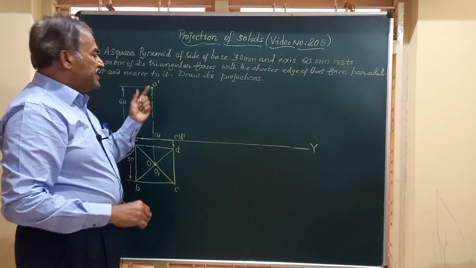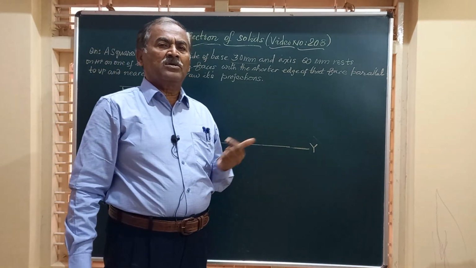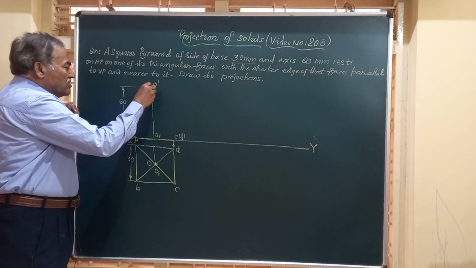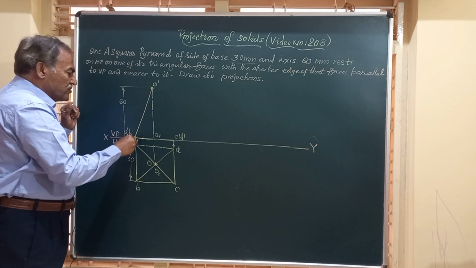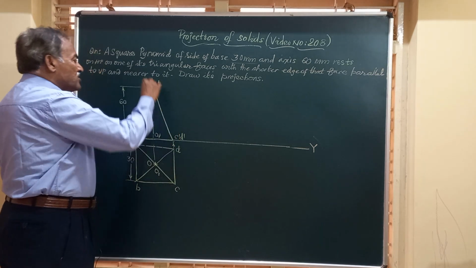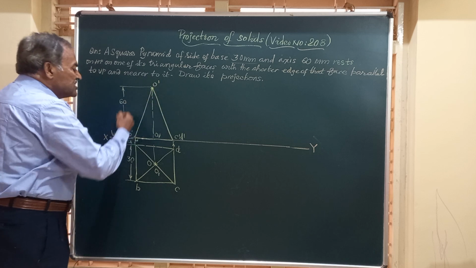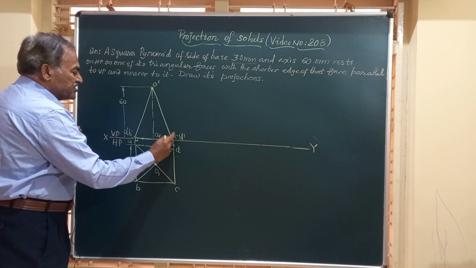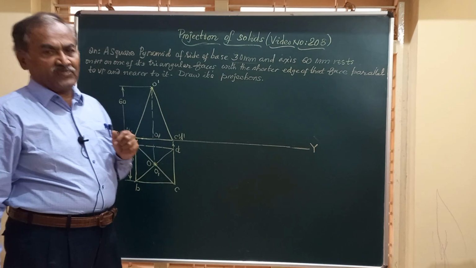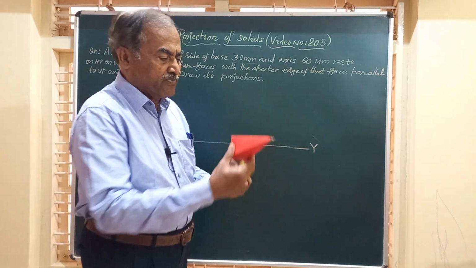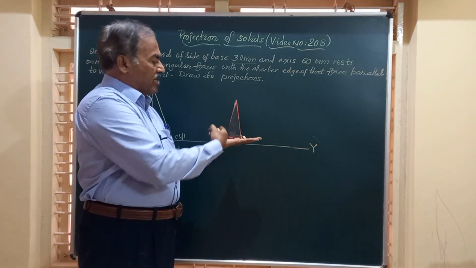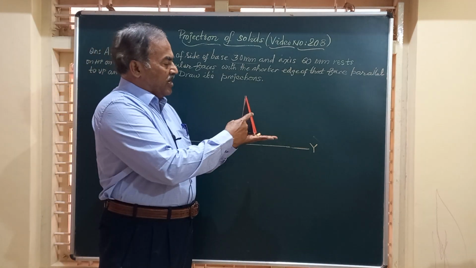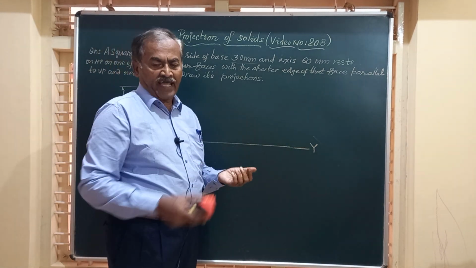Friends, after getting the height or the vertex of the solid, let us join the vertex to all the corners. So I am going to join O dash to A dash, O dash to B dash, O dash to C dash, O dash to D dash, and this triangle O dash, A dash, B dash, C dash, D dash represents the front view of the solid when it is resting on HP with one of the base edges normal to VP. Here this AB is normal to VP, and we have got this front view, a triangle.